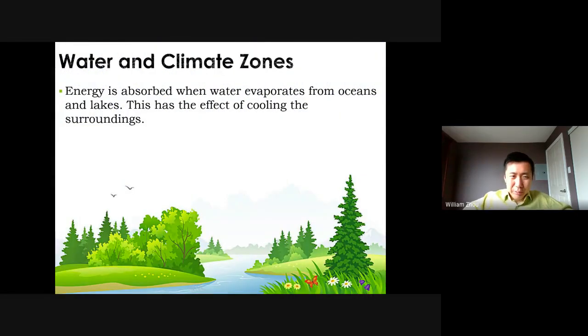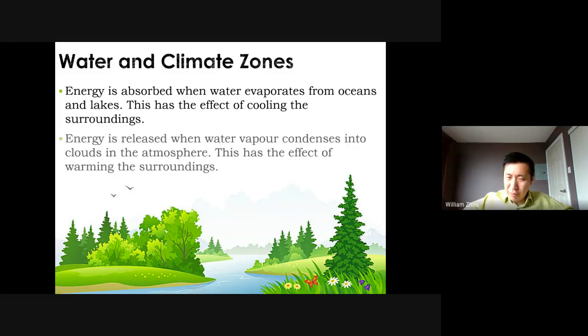So here's an example. If you have a lake and the sun shines on the lake, it will absorb a lot of that heat. And because water has a really high specific heat capacity, it takes a lot of energy to heat up the water. And as a result, this cools the surroundings. So that's why if you live near a lake in the summer, it's not as hot as, let's say, somewhere dry, if everything else is kept constant.